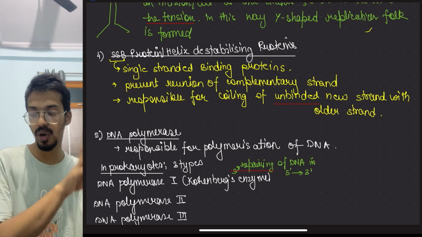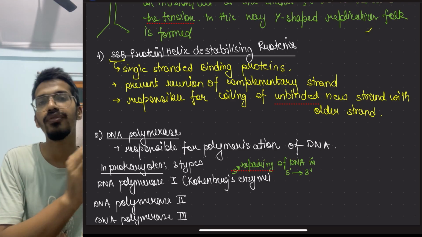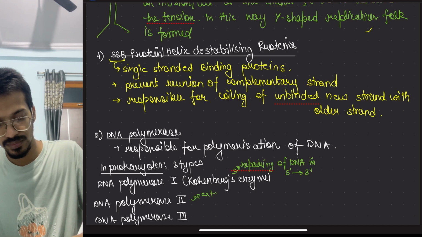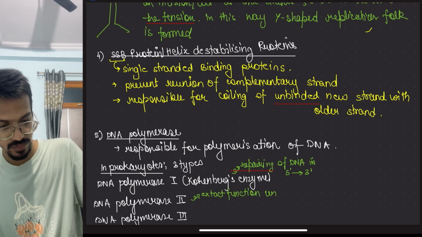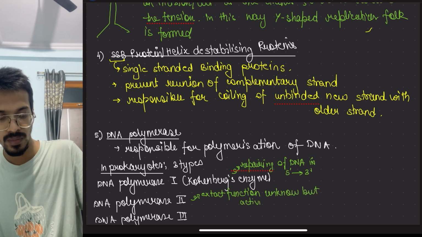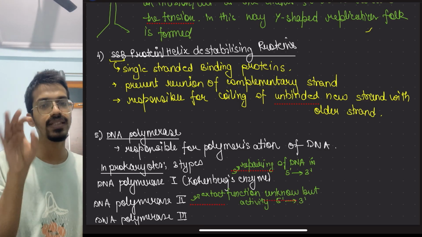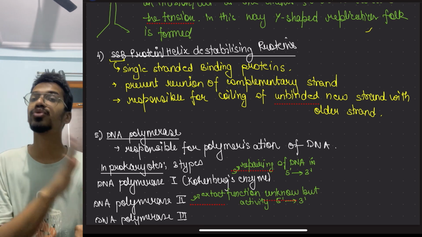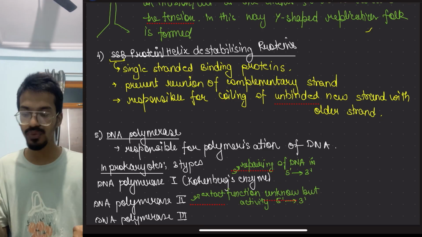When I'm talking about DNA polymerase 2, the exact function is not known, but its activity is in 5' to 3'. And DNA polymerase 3 is the main enzyme which will do the polymerization activity in the 5' to 3' direction, but it also does exonuclease activity in 3' to 5'.